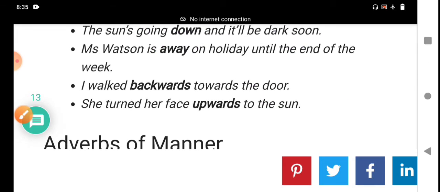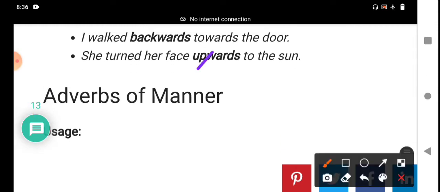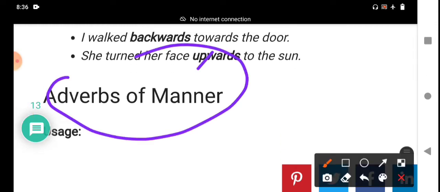I walked backwards towards the door. She turned her face upwards. Backwards, towards. All these are adverbs of place. And we go to the next topic, which is very important: adverb of manner.